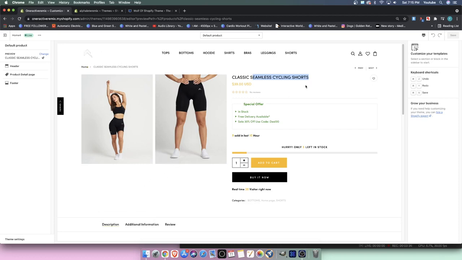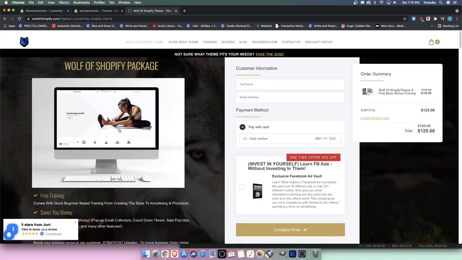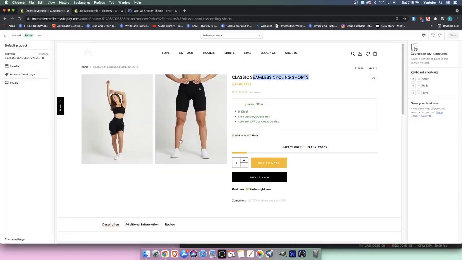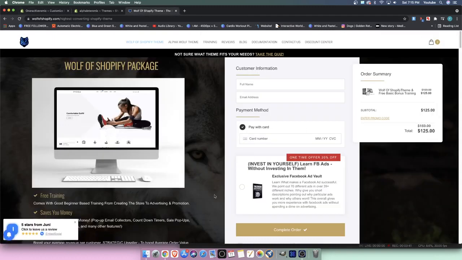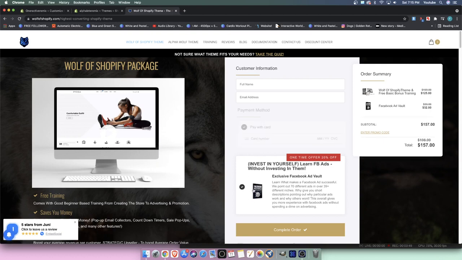Now, why did I pick the original Wolf of Shopify theme for this tutorial? Well, there's a few reasons why. Number one, it's budget friendly, it's user friendly. We're talking about $100 for a Shopify theme. Now, automatically this will be checked off here, but you don't have to.